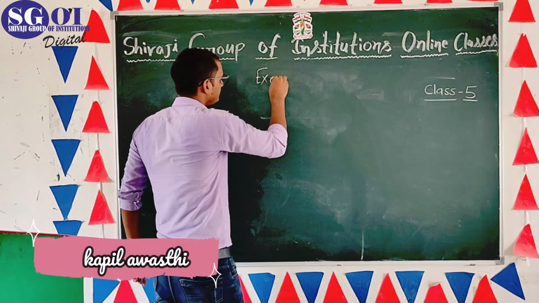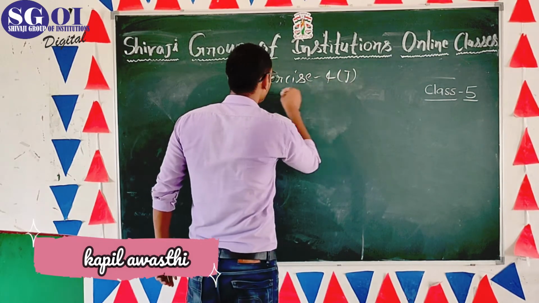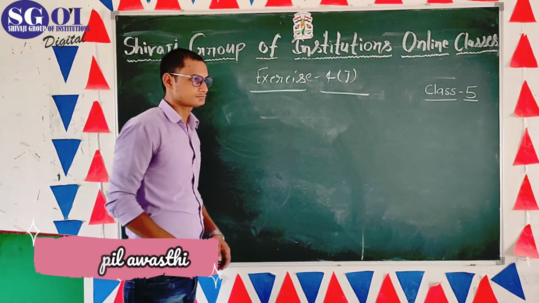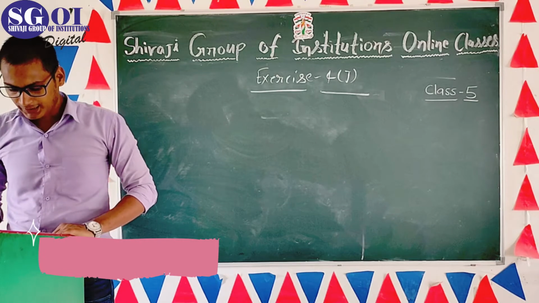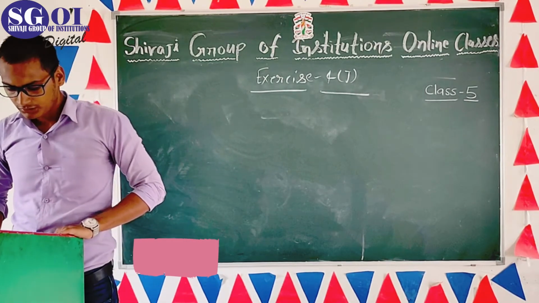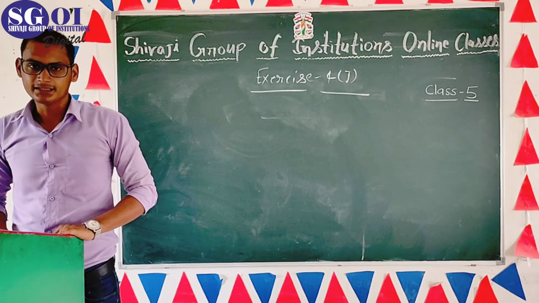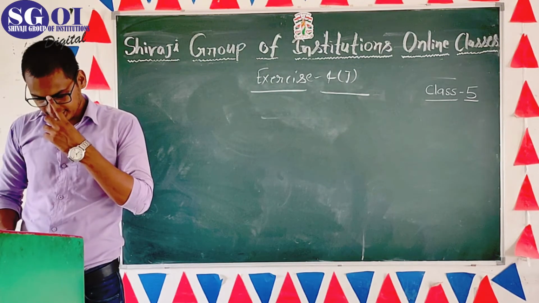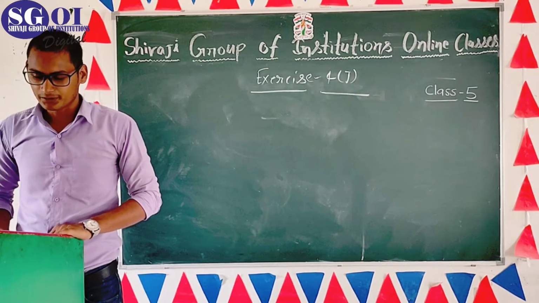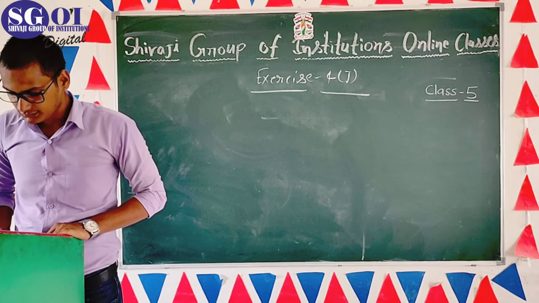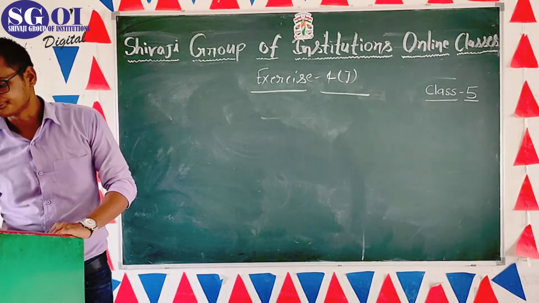Exercise 4j. Students, read question number 1. Two friends ate 2 upon 3 and 1 upon 4 of a chocolate. What portion of the chocolate did they eat together?